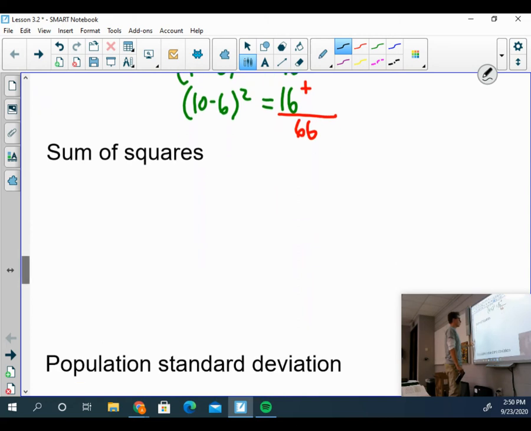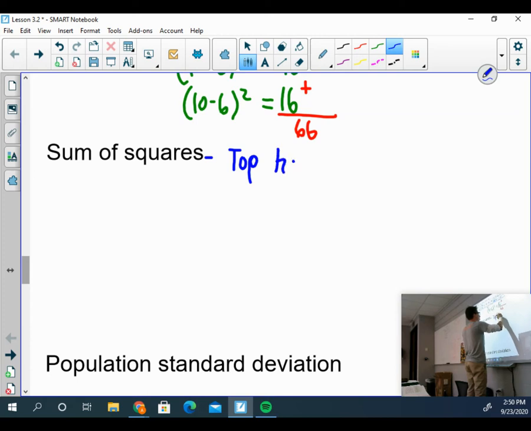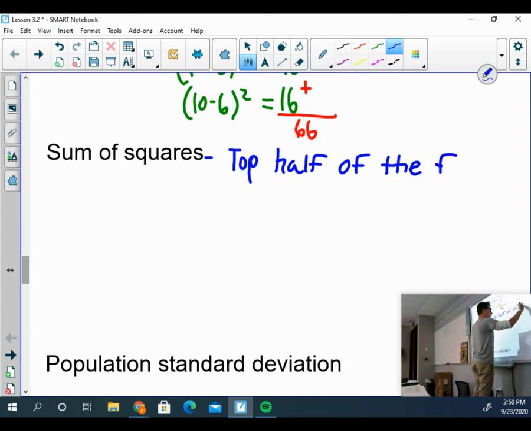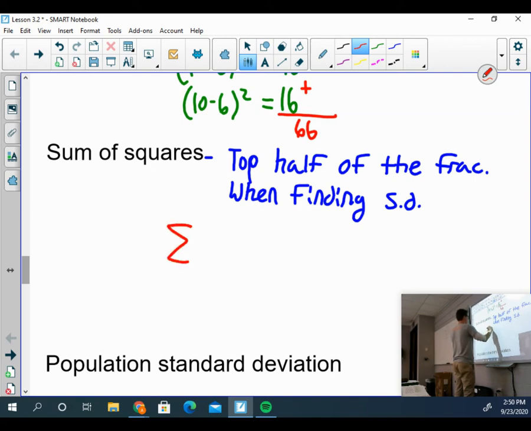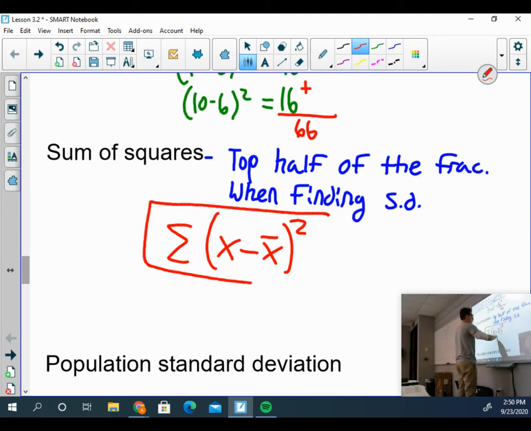What is the sum of squares? Sum of squares is not the most important term in the world. It's just a term you might see, so I want you to be familiar with it. It refers to the top half of the fraction in standard deviation, when finding standard deviation. Okay, what is that practically speaking? Sum of squares is this, the sum of x minus x bar squared. Whatever that comes out to is the sum of squares.